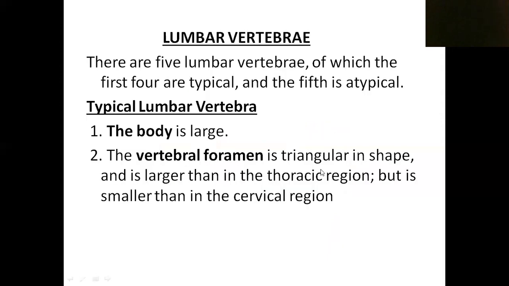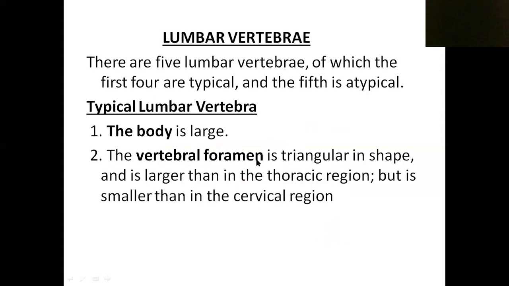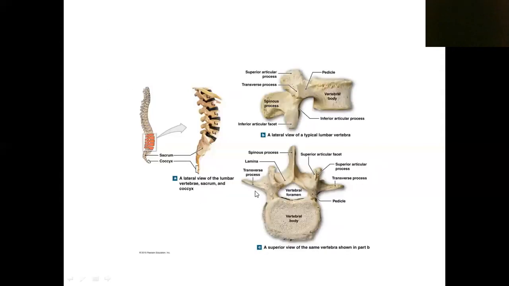Then the vertebral foramen is almost triangular in shape. See, almost triangular shaped vertebral foramen. Here the pedicle is short, so that's why it became triangular. So the vertebral foramen is triangular in shape.